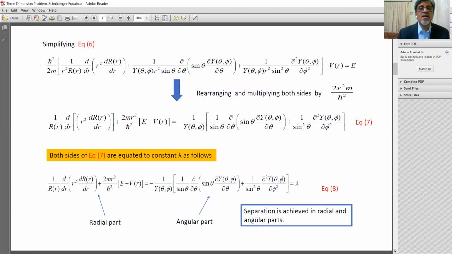Now, simplifying equation number 6, we can write minus ħ² divided by 2m, and 1 upon R(r) d/dr of r² dR/dr, and the differentiation quantity again here, 1 upon Y(θ,φ) r² sinθ ∂/∂θ (sinθ ∂Y/∂θ). Again, in the last term, 1 upon Y(θ,φ) r² sin²θ and ∂²Y/∂φ², plus V(r) is equal to E.